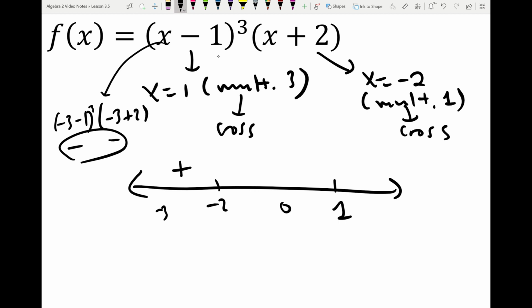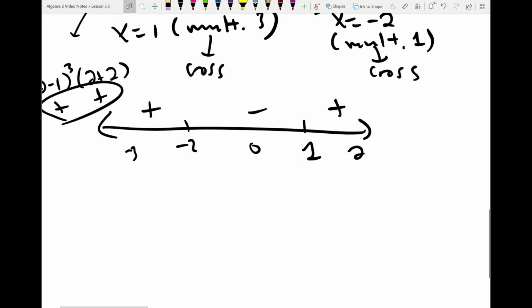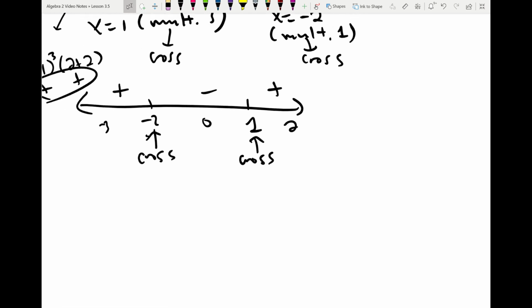Let's plug in like 0 here. 0 minus 1 cubed, 0 plus 2. We got a negative times a positive, which is a negative. And then lastly, let's plug in like 2. 2 minus 1 cubed, 2 plus 2. We have a positive times a positive, which is a positive. And then we said here, well, both of these, they cross. So now let's draw the quick sketch.